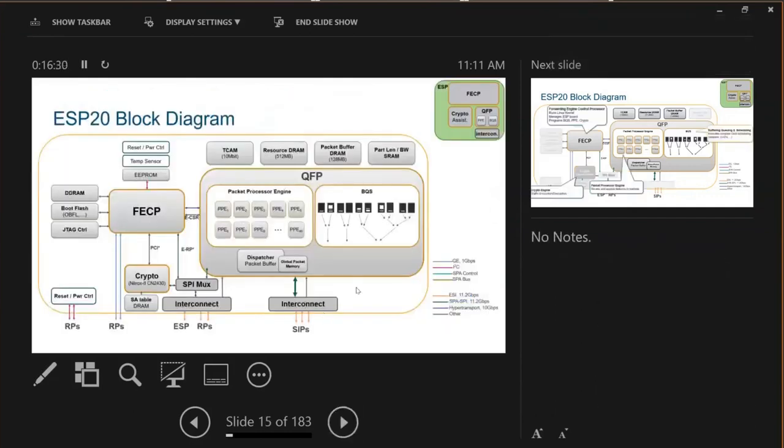This is an ESP20 block diagram, the basic architecture. Here ESP20 means ESP is the embedded services processor, and 20 is the line card rate for that module. 20 refers to 20 Gbps of line card rate.